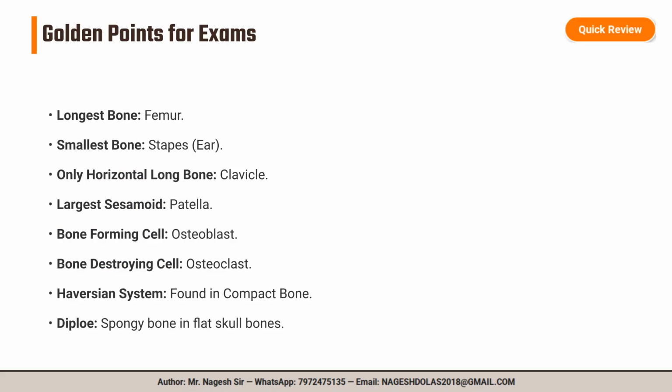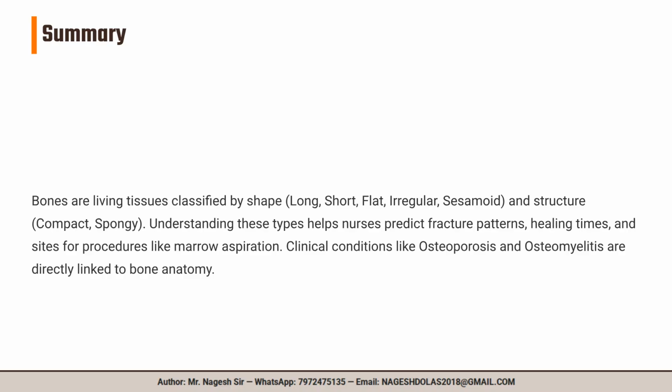Here are some golden points for your exams. Remember, the longest bone is the femur, the smallest is the stapes. The clavicle is the only horizontal long bone. The functional unit of compact bone is the Haversian system, and diploe refers to the spongy bone in flat skull bones. In summary, bones are classified by shape and structure.